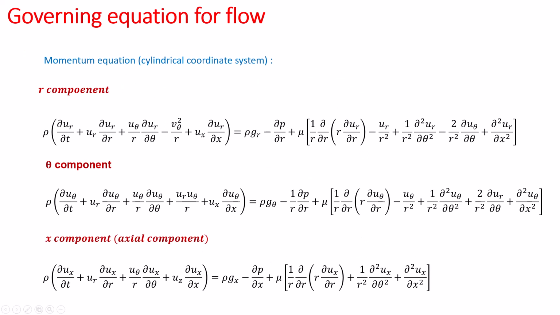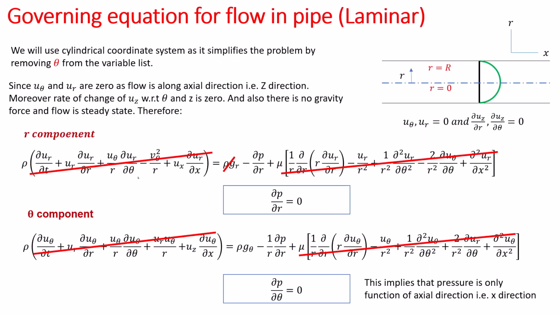Similarly, we have the corresponding equations in cylindrical coordinates. The r component is this one, the theta component is this one, and the x component or axial component is this one. In the r component, if you go through this, ur is 0 and the theta velocity is 0. It means that this whole component is 0, and there is no gravity in the r direction. The pressure gradient will remain, but these other components will be 0. So the pressure is not a function of the radial coordinate. Simply this tells us this thing.